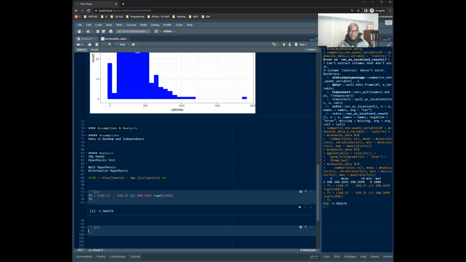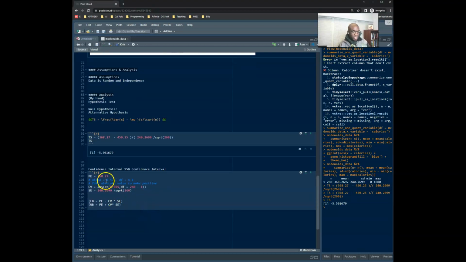From there, what I would do is show you all the process to finding the confidence interval. Okay, and I'm just going to copy and paste it and explain what's going on here. Okay, so here my point estimate, PE, is 368.27. My critical value, this is how I'm finding my critical value. And I'm always going to either give you the code, or I'm going to have you do it yourself.